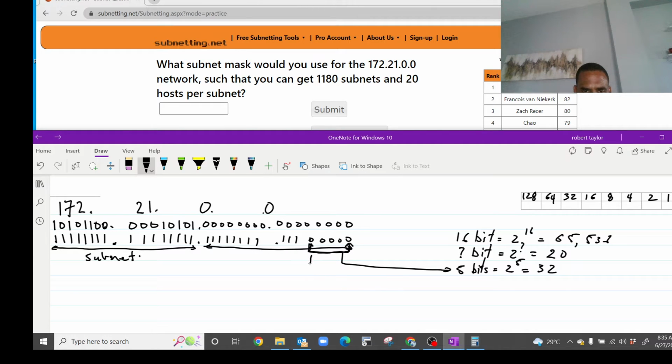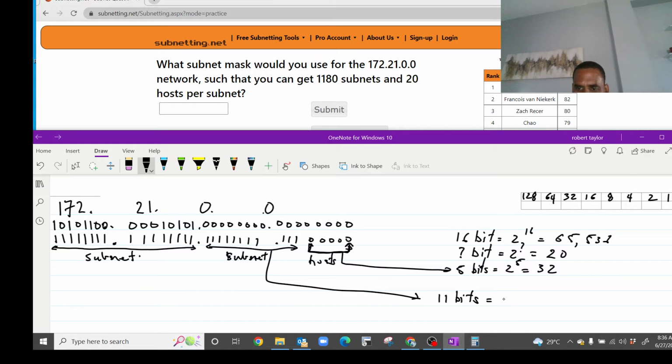So this is my new host bits because I stole, and let me just break here. Good. Because I stole these 8, 9, 10, 11 bits, these are now my subnet bits. I stole 11, so I'm going to draw an arrow here. I stole 11 bits to do my subnetting.